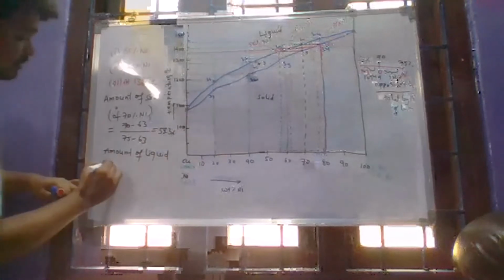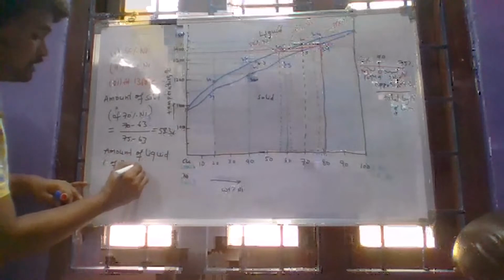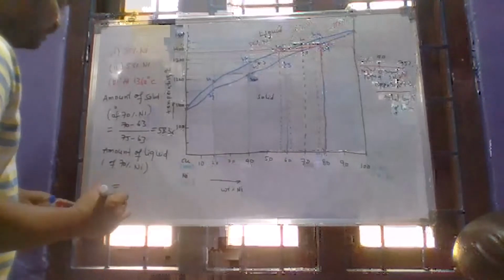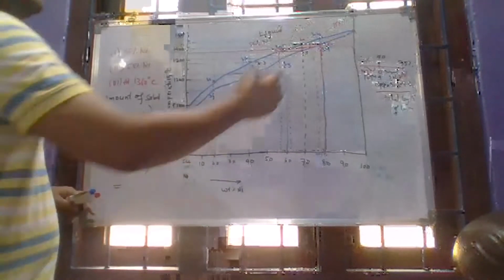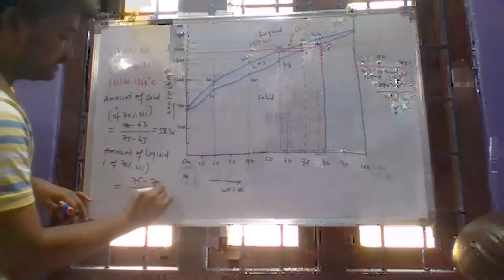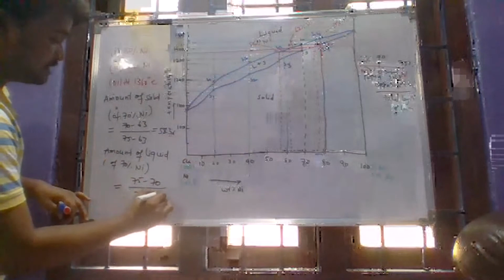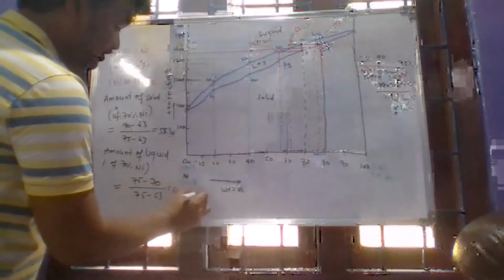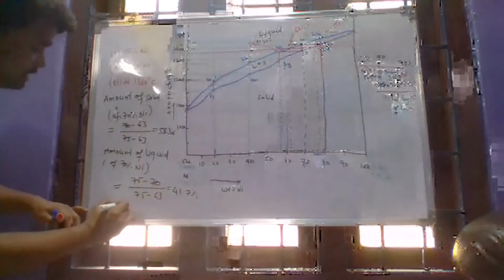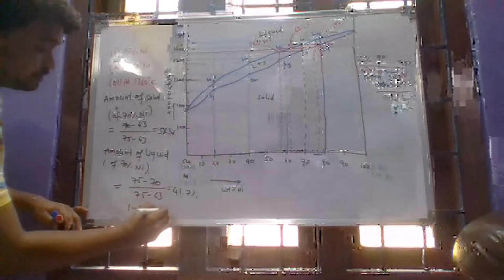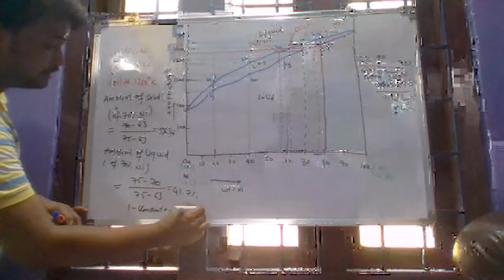Similarly, the amount of liquid at 70% nickel, if you apply the same lever rule, you can write the opposite side, that is 75 minus 70 divided by 75 minus 63, which gives around 41.7%. Another way is to write the amount of liquid as 1 minus the amount of solid. We get the same answer.